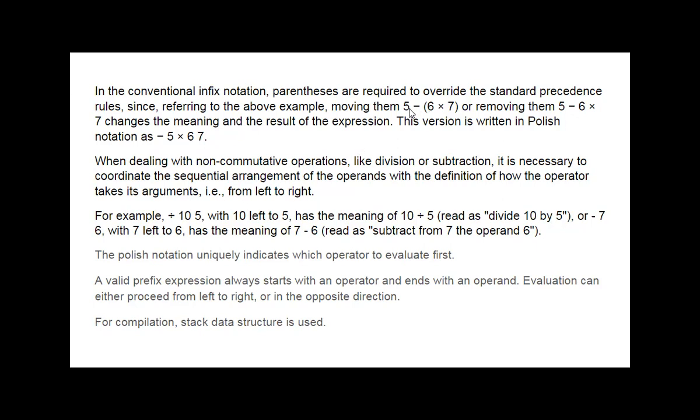Okay, which one? This one: 5 minus (6 into 7). The 6 is there in the bracket. So what will it be? Minus 5 will be there, then the first operand, that is 5, then the bracket 6 into 7, how will it be written? Into, that is the multiplication sign, 6 and 7.